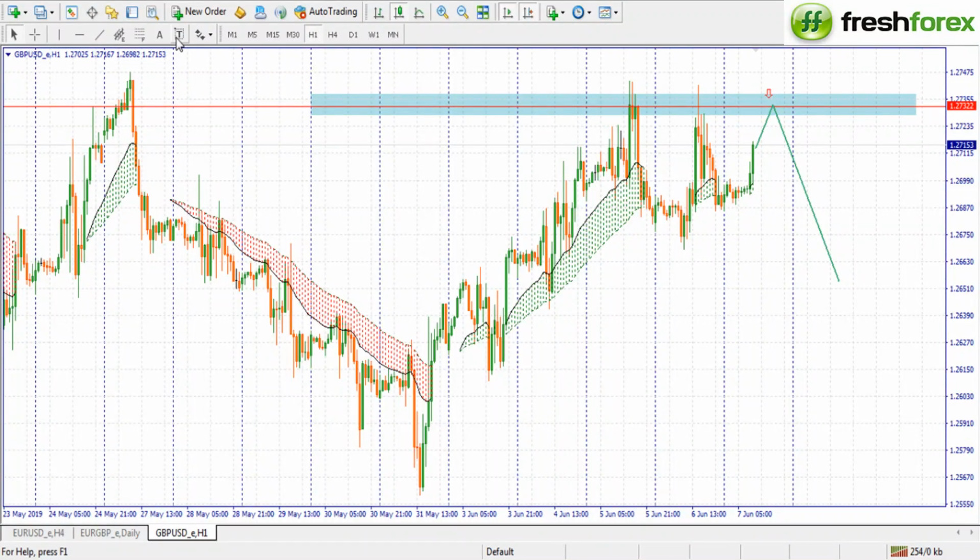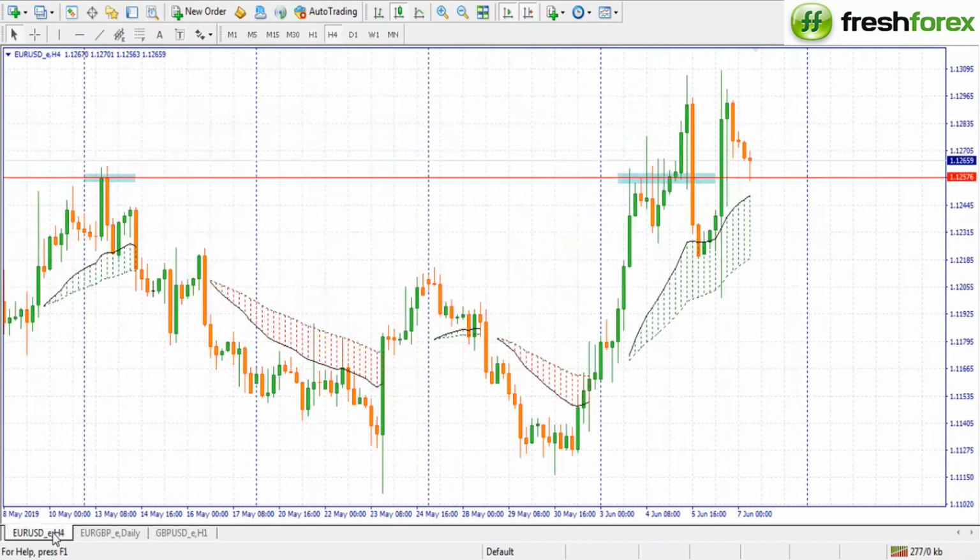A resistance, the same place as a resistance some few days ago, and then we also had this, the same place. There was a false break above it. So we move forward to the next chart, and that should be Euro USD.